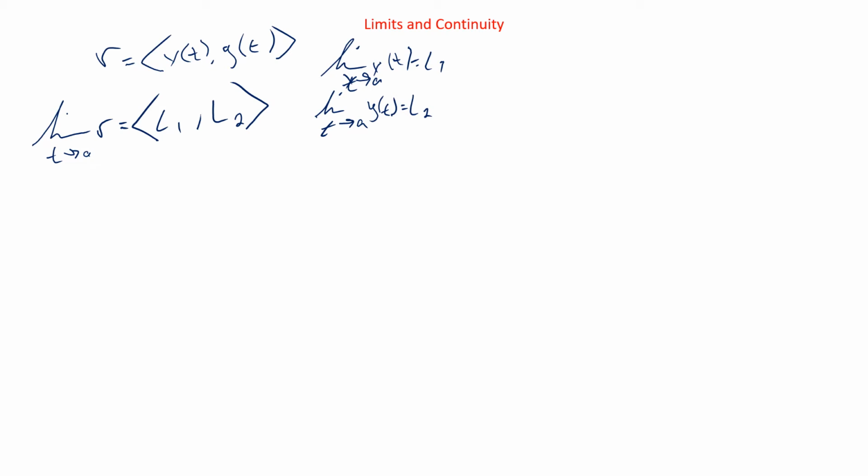And then continuity, it's continuous if the limit equals the function at that point. The same thing that it was with functions. If the limit equals what we get when we plug it in, it's continuous. And it has to be from both sides, which you can look at each individual piece, the x component and the y component. If x is continuous and y is continuous, then the vector function will be continuous.